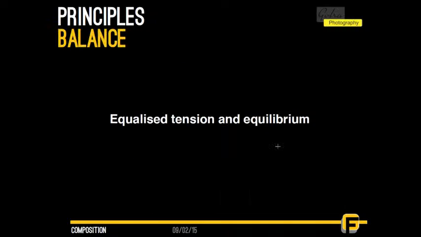Now, balance. What is balance basically? We have now moved from unity and harmony to balance. Balance is equalized tension and equilibrium. It is something that you try to keep the same on both ends, left and right, top or bottom, the same or a little bit with some kind of uniqueness. When you try to make two opposite sides the same, that is the balance.